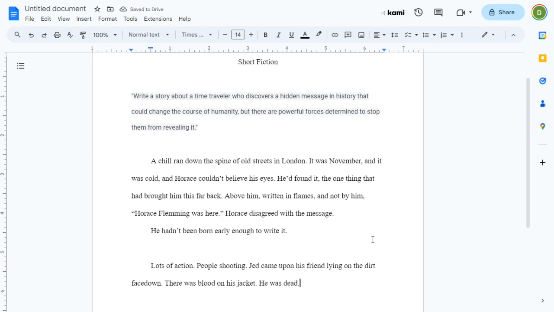Jed came upon his friend lying on the dirt face down. There was blood on his jacket. He was dead.